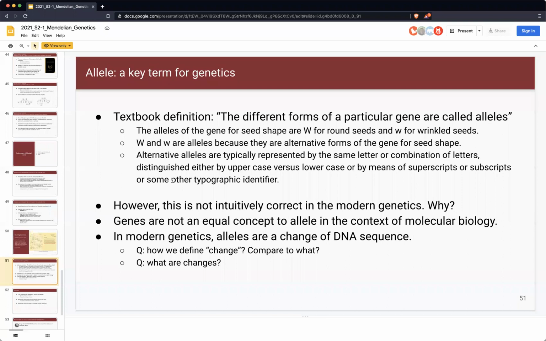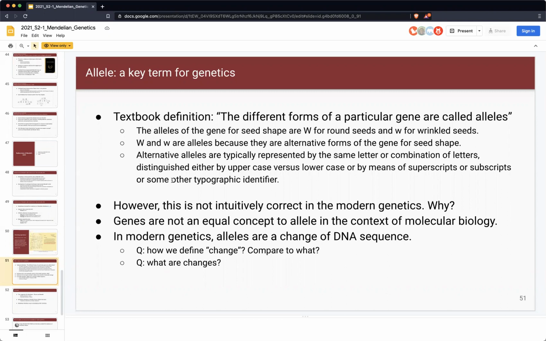But this is not intuitively correct in modern genetics. And you should ask why. If you have the question why, that will change your entire career.